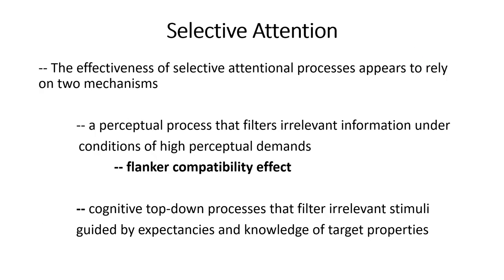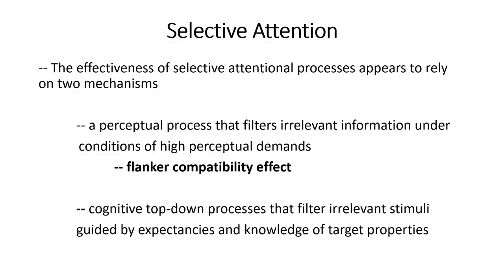Now, the effectiveness of the selective attention process appears to rely on two mechanisms. Selective attention, or focusing on one object, is dependent on two features. One, a perceptual process that filters irrelevant information under conditions of high perceptual demands, and two, a cognitive top-down process that filters irrelevant stimuli guided by expectancies and knowledge of target properties. So, how you select one piece of information from a number of them depends on the perceptual process, or how you decide to differentiate between what to put your attention to and what not to. Further to it, there is also a cognitive process involved, and these processes are guided by expectancy.